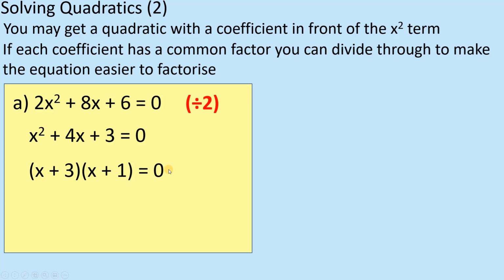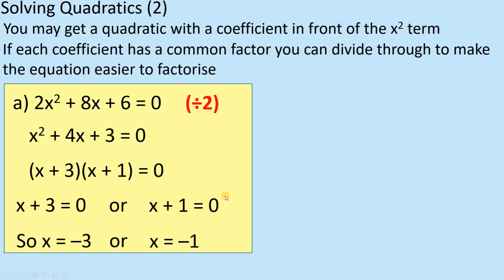So when we look to solve a quadratic when we've got two brackets, we consider either this bracket is equal to 0, or this bracket is equal to 0. So we write those two things out, and then we rearrange. Well, plus 3 comes across and it becomes minus 3. The plus 1 comes across, it becomes minus 1, and that's going to give you your two solutions.